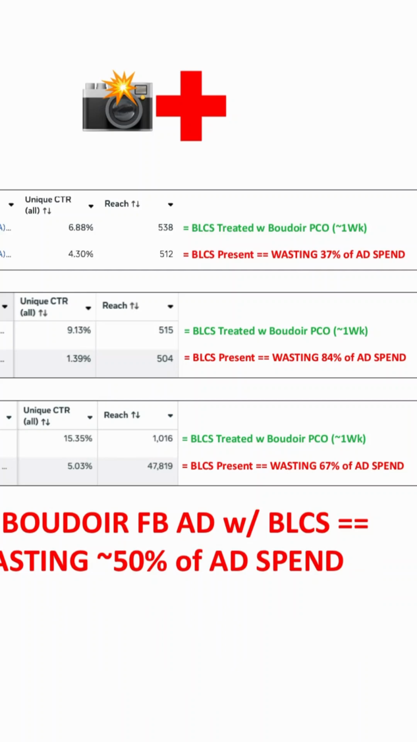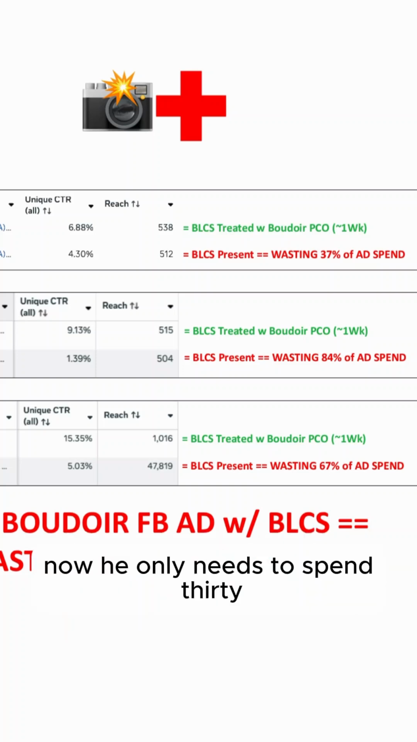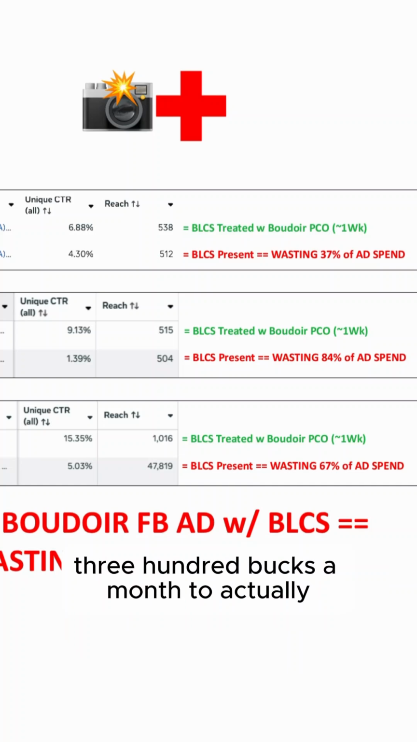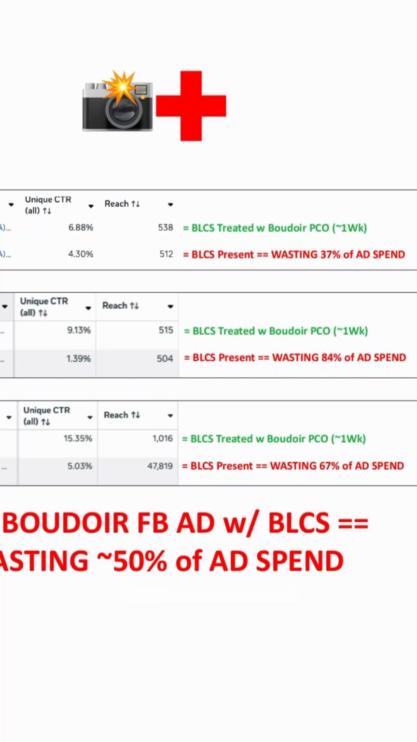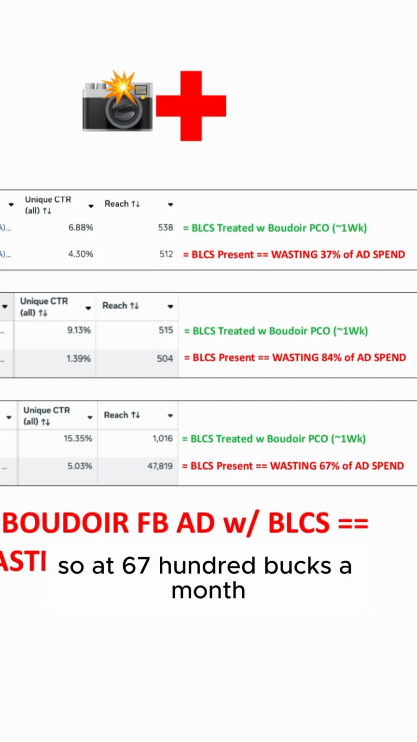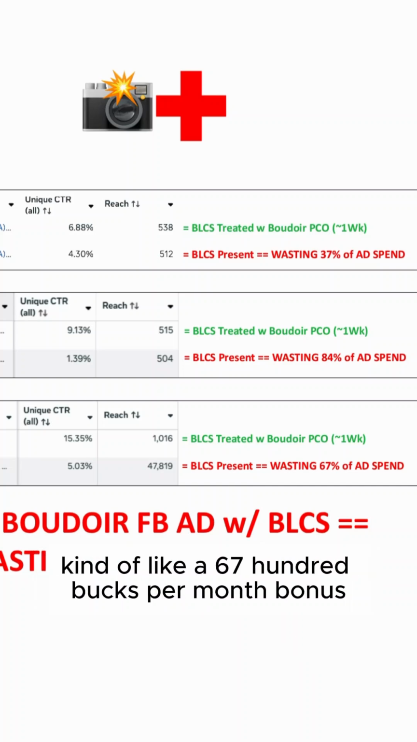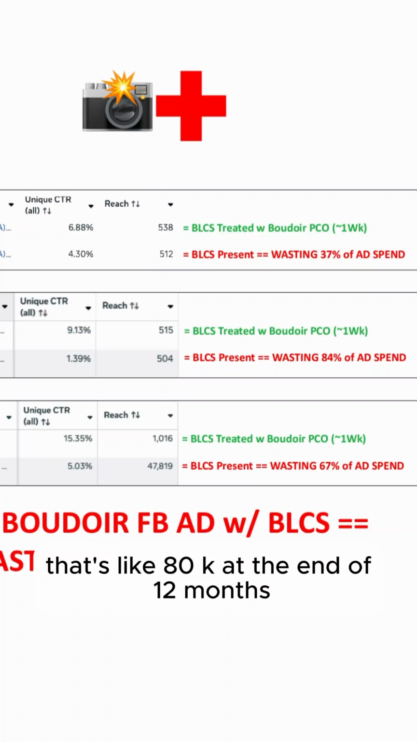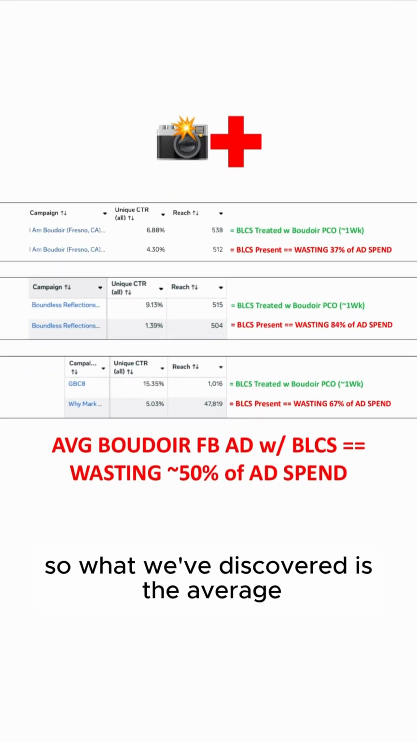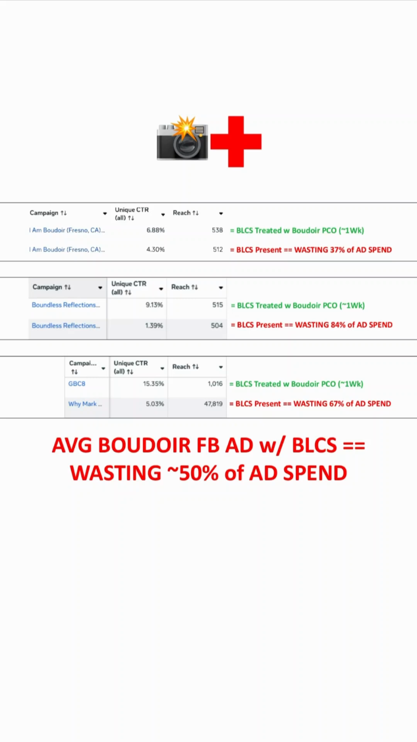As a result, if he's spending 10 grand a month on the original Boudoir Facebook ad, now he only needs to spend 3,300 bucks a month to get his ad into the same number of women's brains. So at 6,700 bucks a month, he no longer has to spend, no longer has to burn, keeps it in his pocket, kind of like a 6,700 bucks per month bonus. That's like 80K at the end of 12 months. So what we've discovered is the average Boudoir Facebook ad with BLCS is wasting about 50% of its ad spend. I mean, look at the numbers here.